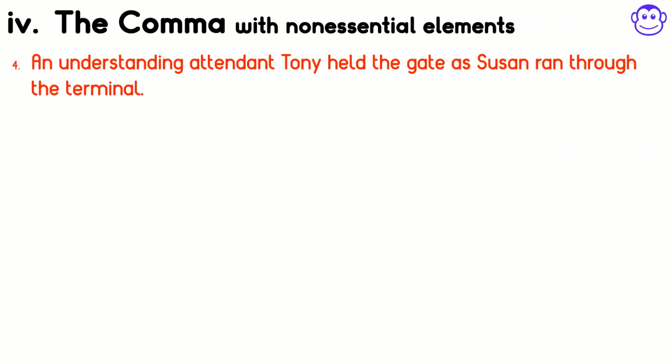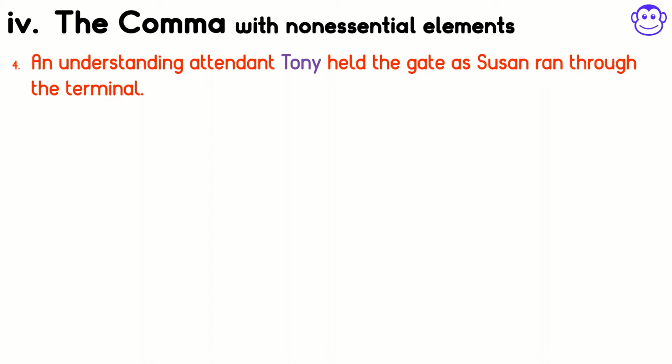As with previous examples, we have a flow interrupter, something that could be removed without changing the message, a parenthetical expression. The name of the attendant, Tony, is an appositive, providing non-essential information about the noun, attendant.